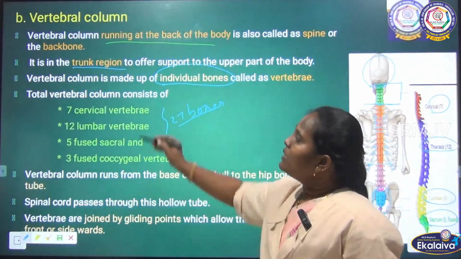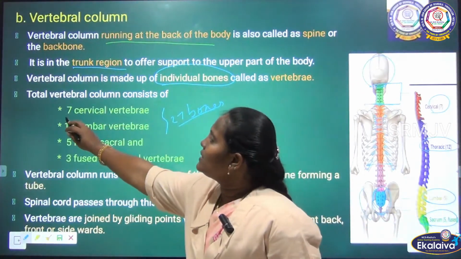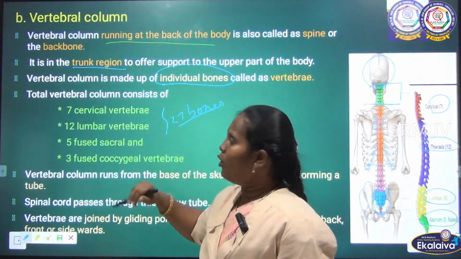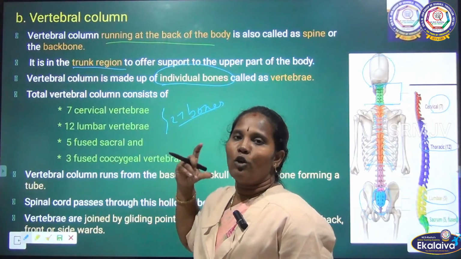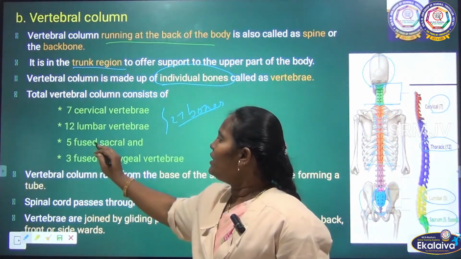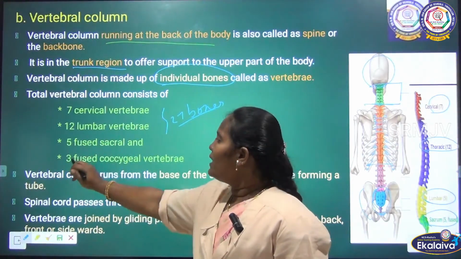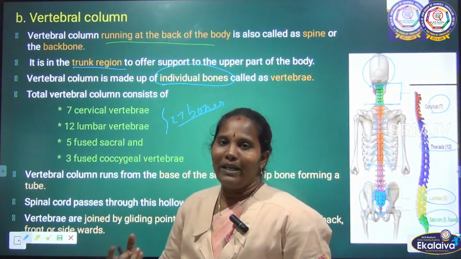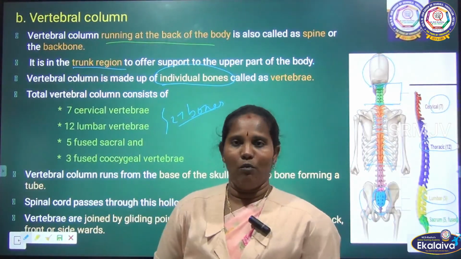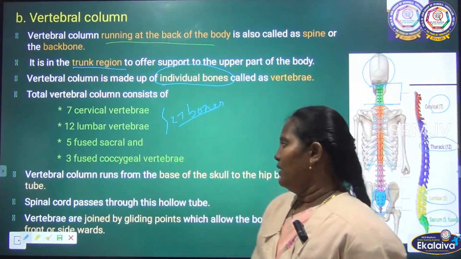Clear? So this is the 33 bones. 7 is the cervical or neck bone. 12 is the thoracic bone, the thoracic cavity bone. After that 5 lumbar, then 5 fused is the sacrum bone. Final 4 is the coccyx, which means it is the pelvic girdle bone. So these are the vertebral column.